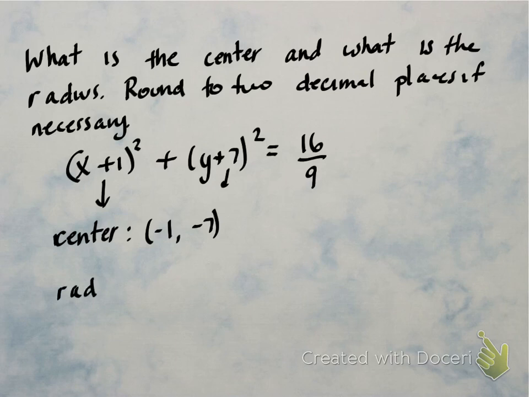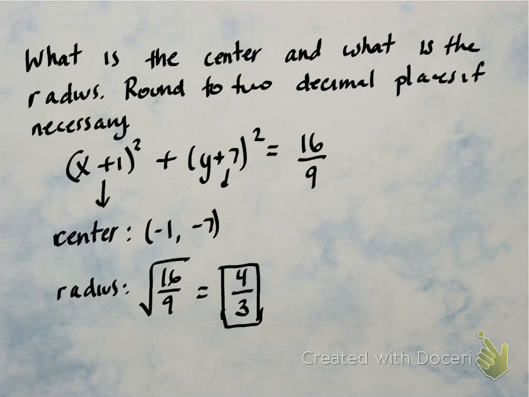For the radius, we have a little fraction here, but I'm still going to square root it. Notice that both the top and the bottom of this fraction are perfect squares. We're just going to square root the top, square root the bottom, and there's my answer. Square root of 16 is 4, and square root of 9 is 3. And then we get 4/3.